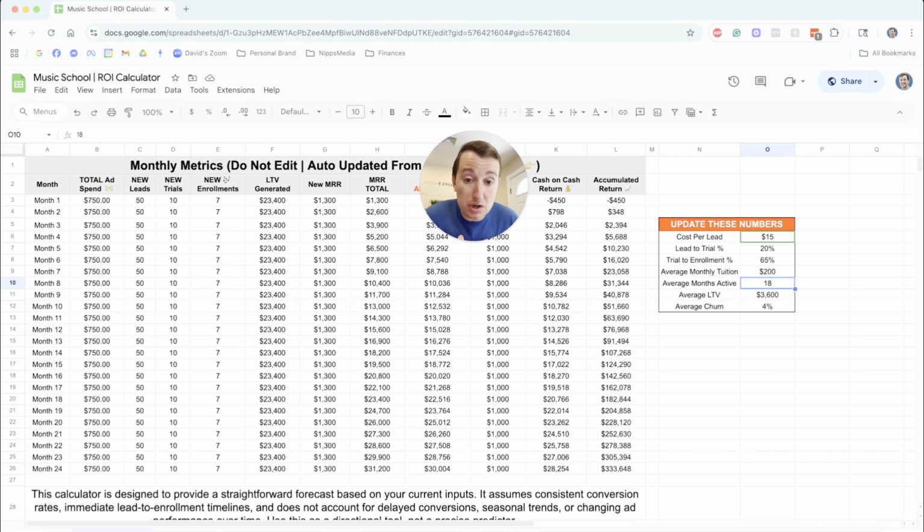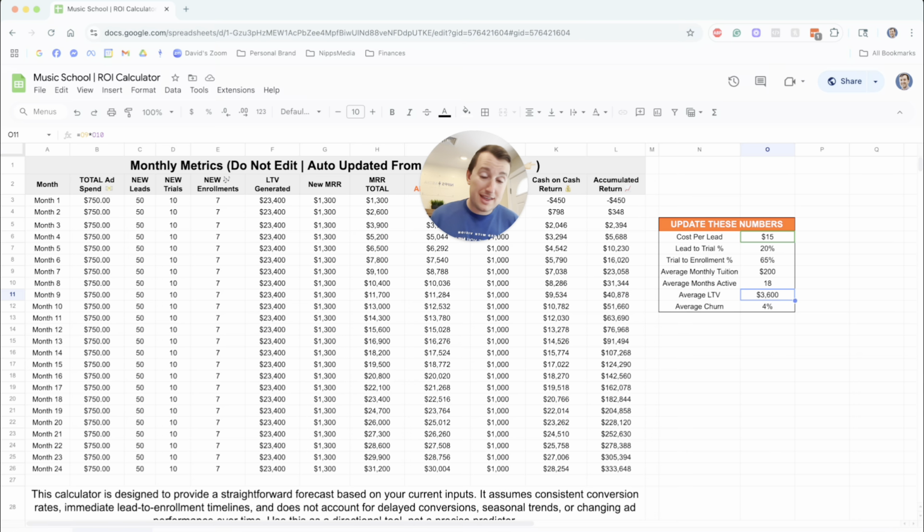And the number that we're calculating here is average lifetime value. Another way of saying that is, on average, how much is each student that enrolls in classes worth to us? Okay, so in this case, it's 200 times 18 equals 3,600.